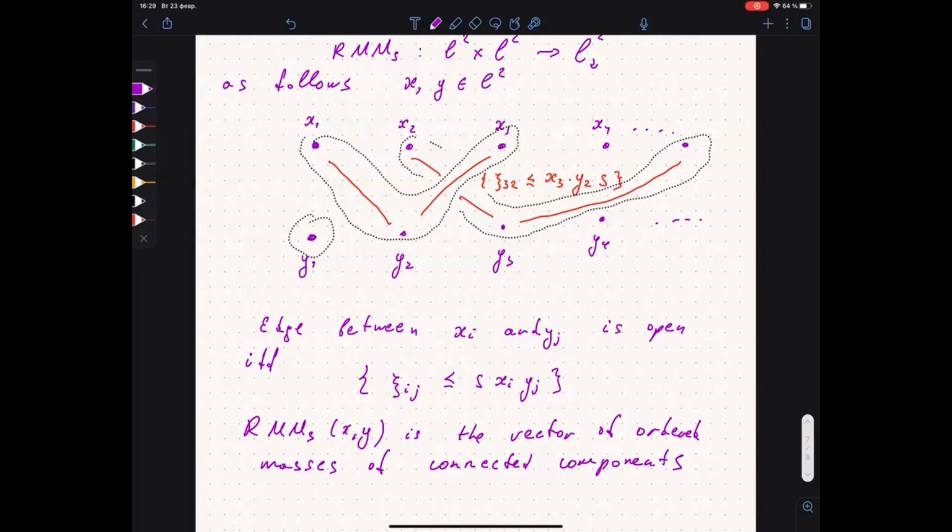Actually, yes. Why will it be mapped from L2 times L2 to L2? Why do we know that the result will be in L2? If you want to do the precise computations, I mean, very carefully computing the probability that edges appear, then directly it can be shown when x and y have very small norm in L2.